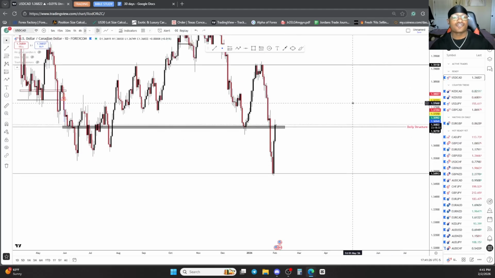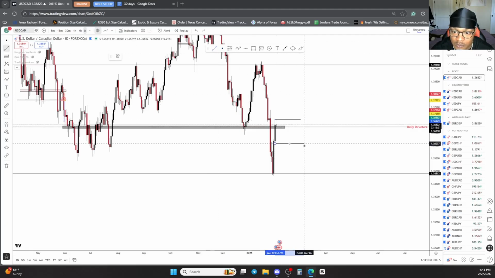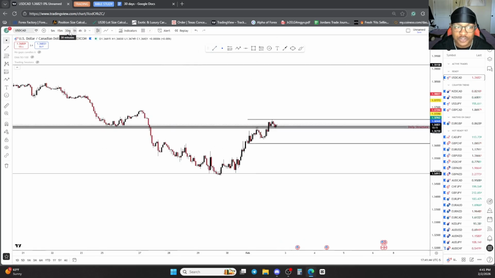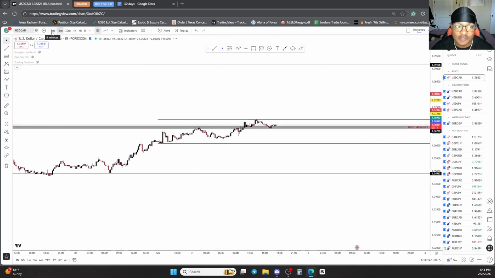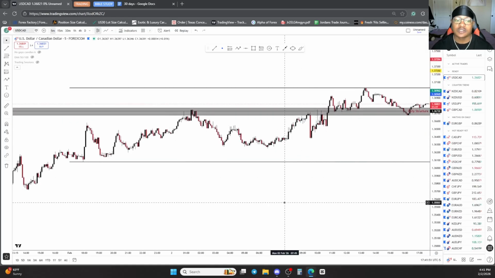We know that there's structure within structure in the market. How do we know that? Well, simply, if I mark off this high of this daily candle and I mark off this low of this daily candle, look how much structure we have inside of this one candle. We have the 4-hour structure, 1-hour structure, 30-minute structure, 15-minute structure, and 5-minute structure. But look, most importantly, what took place.